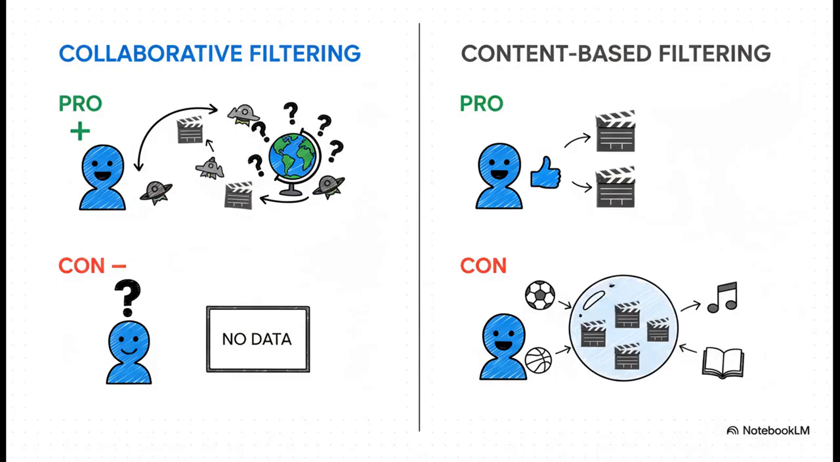Now, each of these has some pretty clear trade-offs. Collaborative filtering is amazing because it can help you discover something totally unexpected by tapping into the tastes of others. But its big weakness? It needs a lot of data to get started, which is a huge problem for new users or new items. That's the cold start problem. On the other hand, content-based systems don't have that issue, but they can easily trap you in a filter bubble where you just get shown more and more of the same stuff you already like.